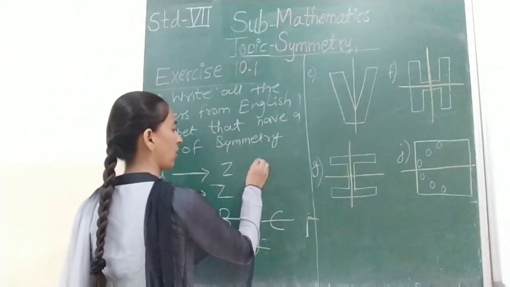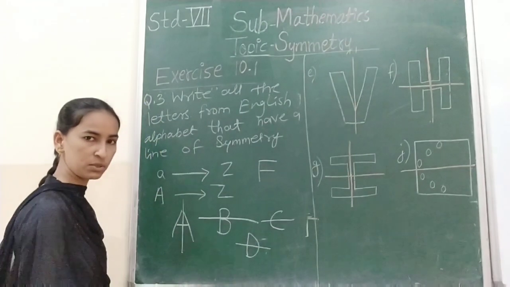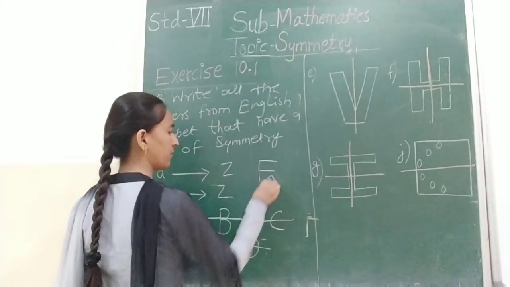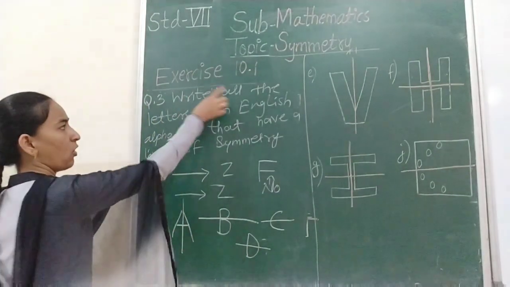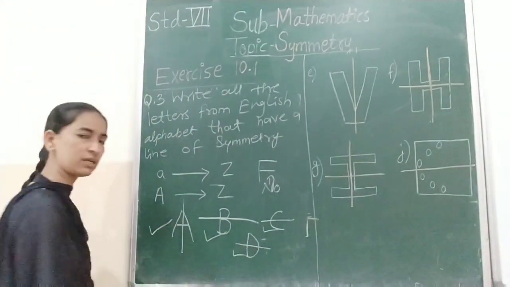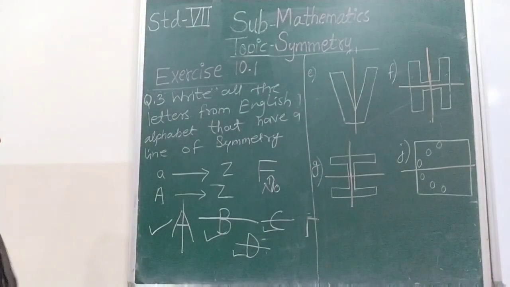What happens if I draw F? Does it have a line of symmetry? No, it does not have a line of symmetry. You have to just write all the letters which are having a line of symmetry. Understand this? Okay.